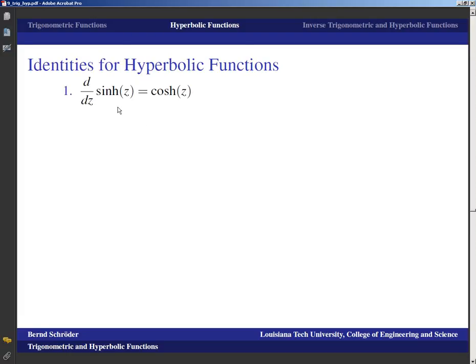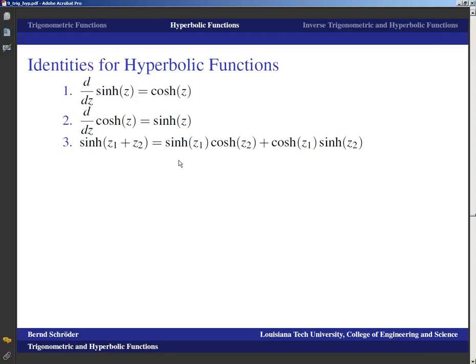Namely, the derivative of the sinh is the cosh, and the derivative of the cosh is the sinh. So in some ways, the hyperbolic functions are actually more cooperative because you don't have that many pesky negative signs flying around. sinh(z1 + z2) is sinh z1 cosh z2 plus cosh z1 sinh z2. And cosh(z1 + z2) is cosh z1 cosh z2 plus sinh z1 sinh z2.